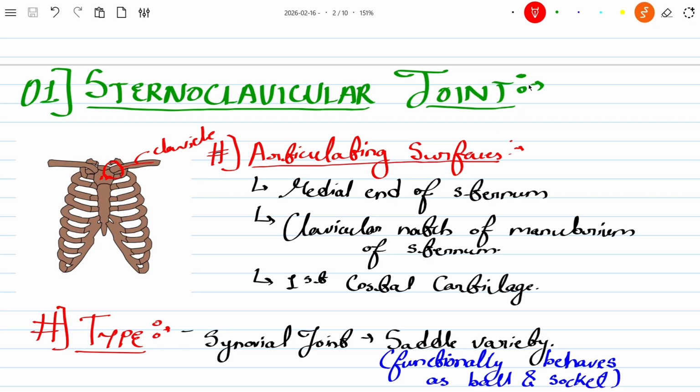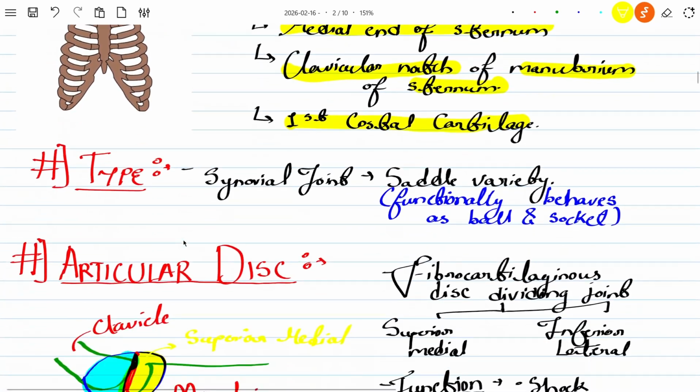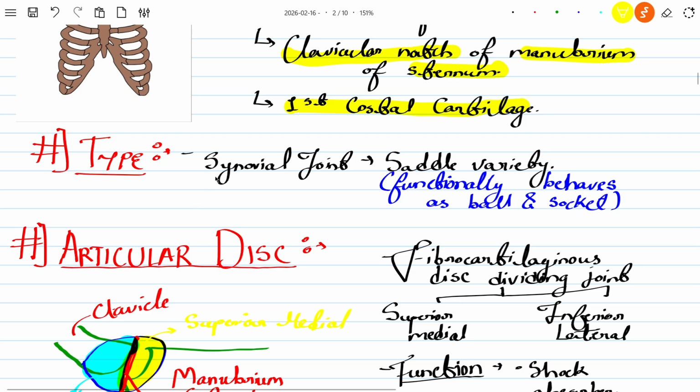So the articular surfaces, as I mentioned, are the medial end of the clavicle and the clavicular notch of the manubrium of the sternum. Also, in some cases, the first costal cartilage articulates with this joint. Then coming to the type, the sternoclavicular joint is a synovial type of joint, and it is a saddle variety.